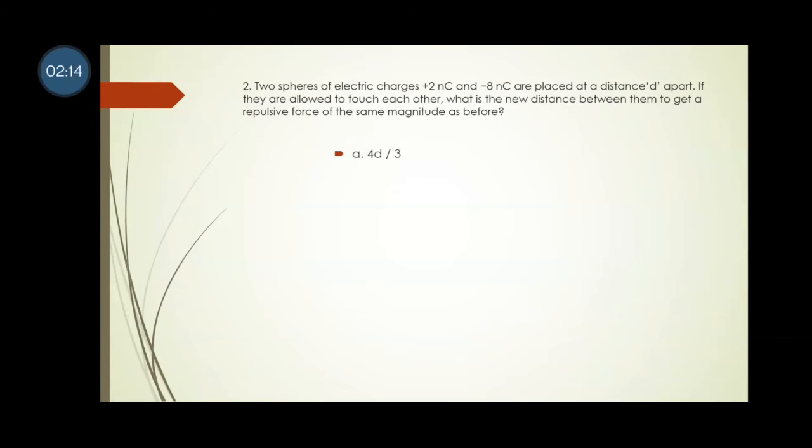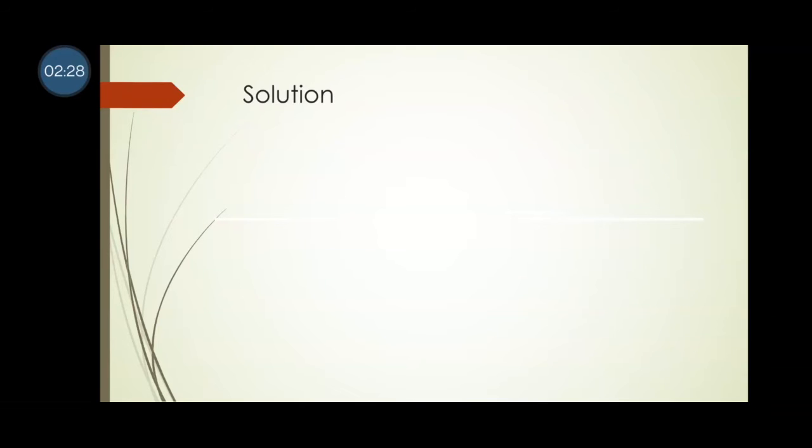Option A, 4d by 3. Option B, 3d by 4. Option C, it is d. And option D, d by 2. The right answer is option B, that is 3d by 4. How? We will see the solution. Let us consider two cases. One case is the charges are separated by distance d, like this we have. When you calculate force between them, you will get 16k divided by d square.